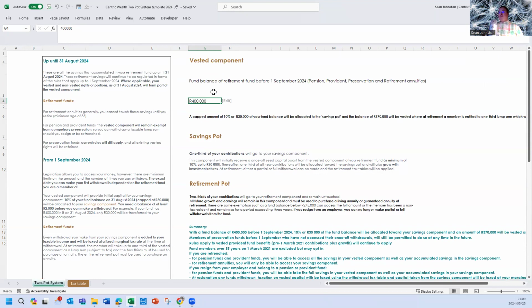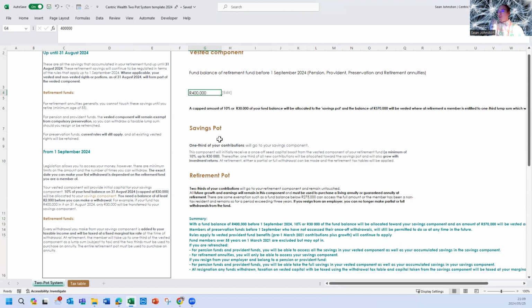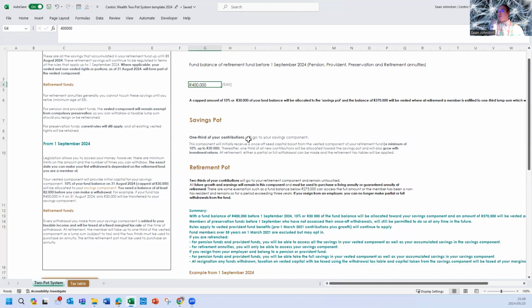So the vested component, we say the 400,000 Rand is the amount up until the 31st of August. From the 1st of September, they're going to take 30,000 Rand from that amount, and the balance of 370 will be vested. So all the old rules apply to that portion. Then you've got your savings pot, which is the 1/3 of contributions going forward, plus the 30,000 Rand in this case, because it's 10% or 30,000. So 30,000 is the cap.